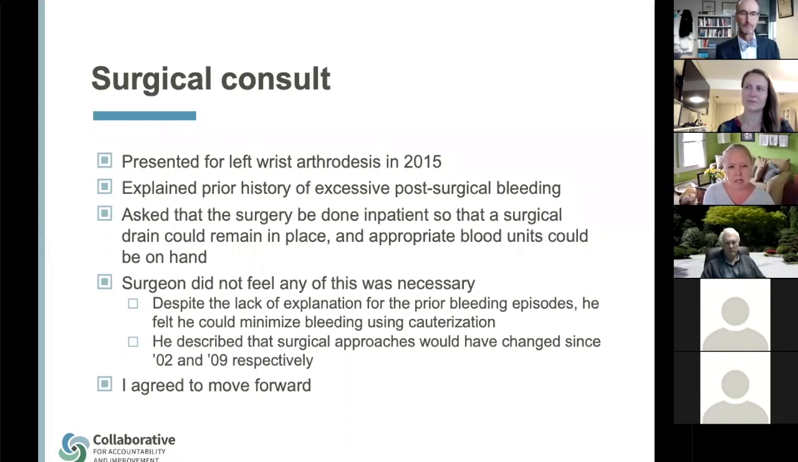And he just didn't feel like it was necessary. He said, I think techniques have improved. I think I can manage any of this with cauterization. He just wasn't moved, didn't want to do it inpatient. And I agreed to move forward. I should put a big asterisk there that even on the day of the surgery, driving to the hospital, I was incredibly apprehensive, and I just felt like this was probably the wrong choice. But as silly as it sounds, I had already taken off all of my days from work, and I was just going to do it. So I moved forward. So we can go to the next slide.